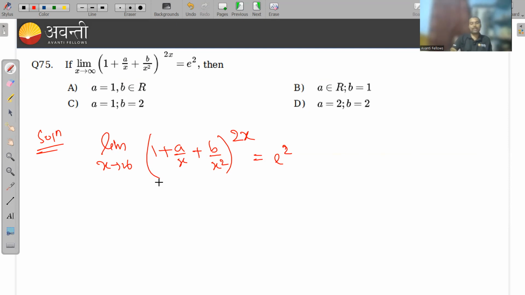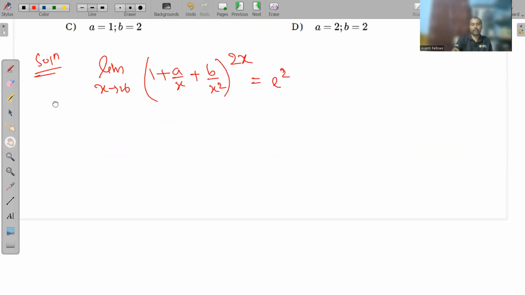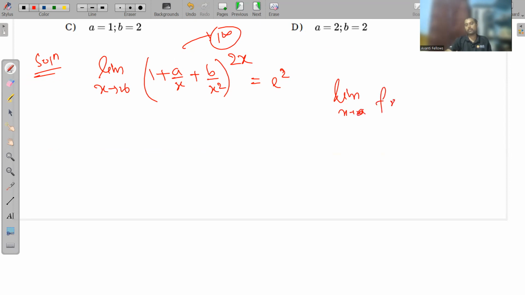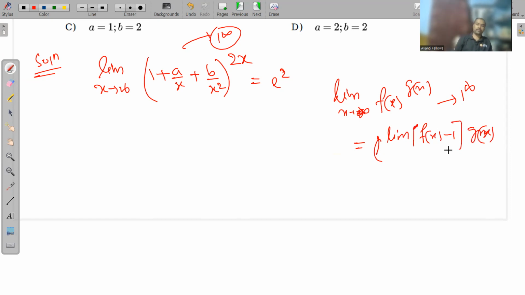Okay, let's check first before finding the limit. Let's check which form it is in. If you put infinity in the left hand side, we are getting the 1 to the power infinity form. So what is the formula? Limit as x extends to infinity of f of x to the power g of x, if this is in the form of 1 to the power infinity, the formula will be e to the power limit of f of x minus 1 into g of x.